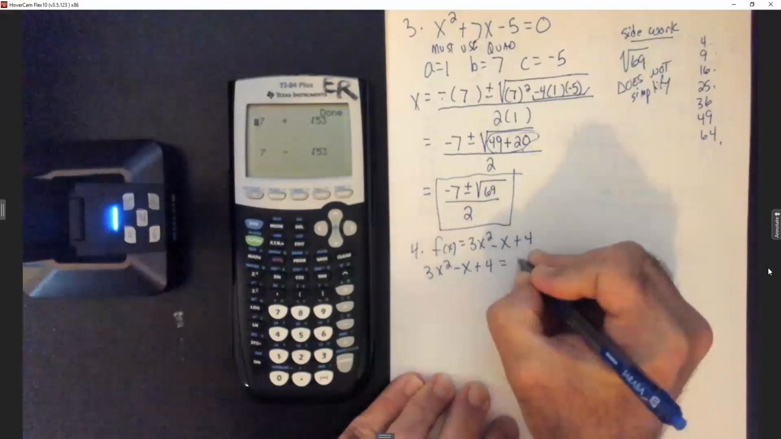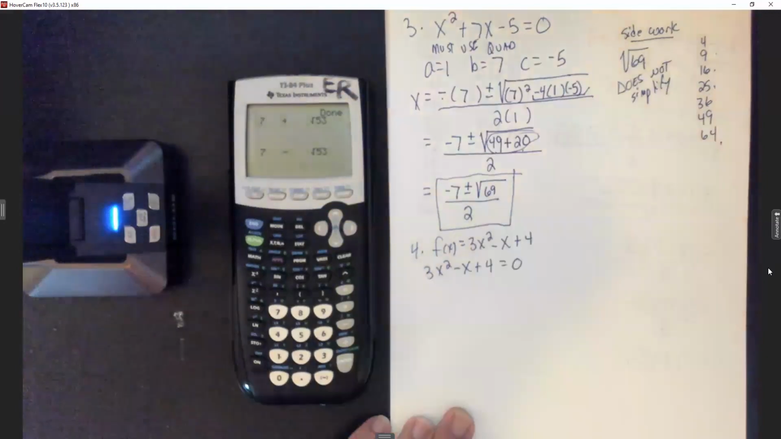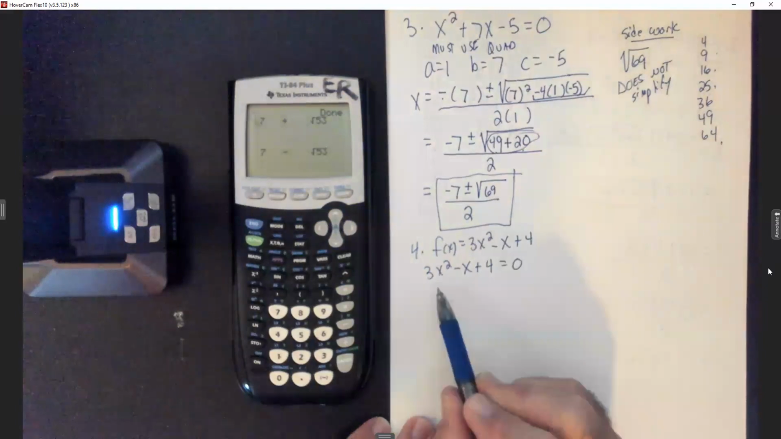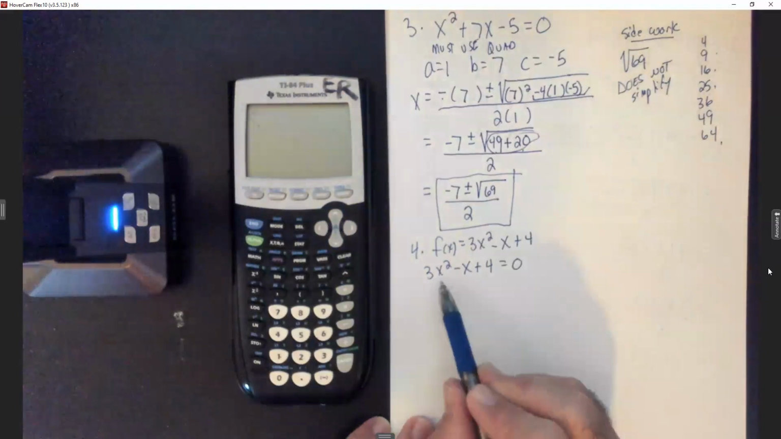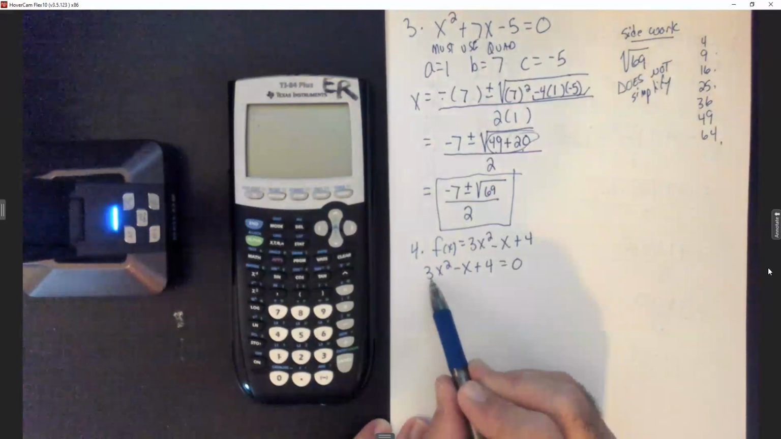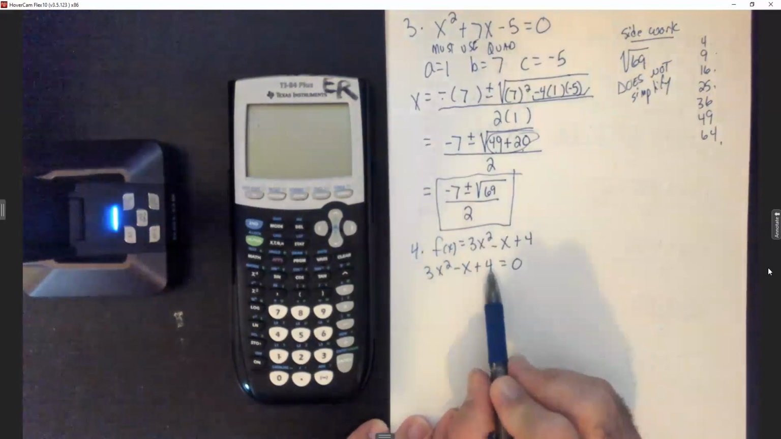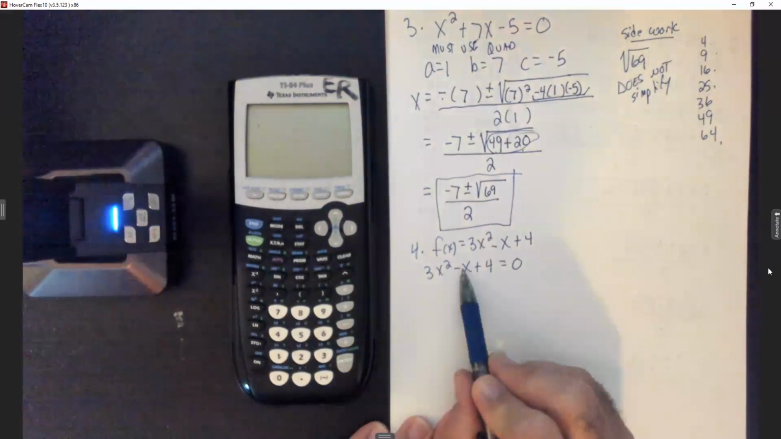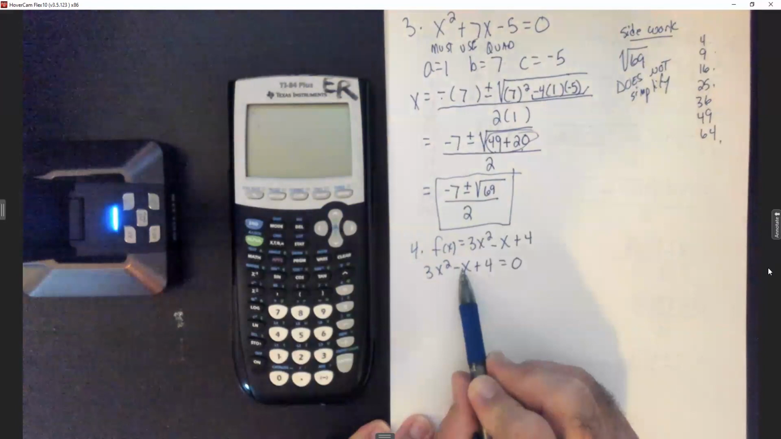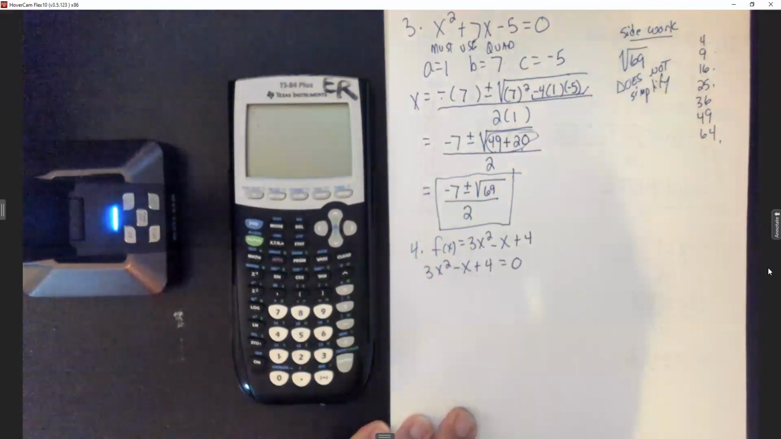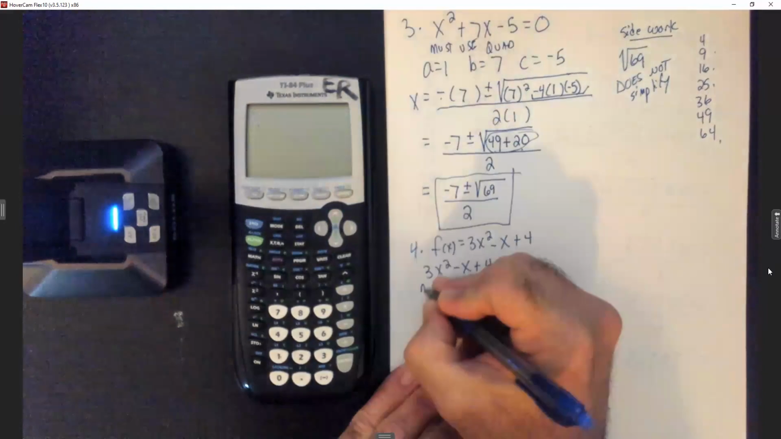All right, so let's see. If we were going to factor this one, you would have to multiply 3 times 4 and get 12. Do factors of 12 add to get 1? That would definitely be a no. They subtract to get 1, but they do not add to get 1. So this one does not factor, so we must use the quadratic formula.